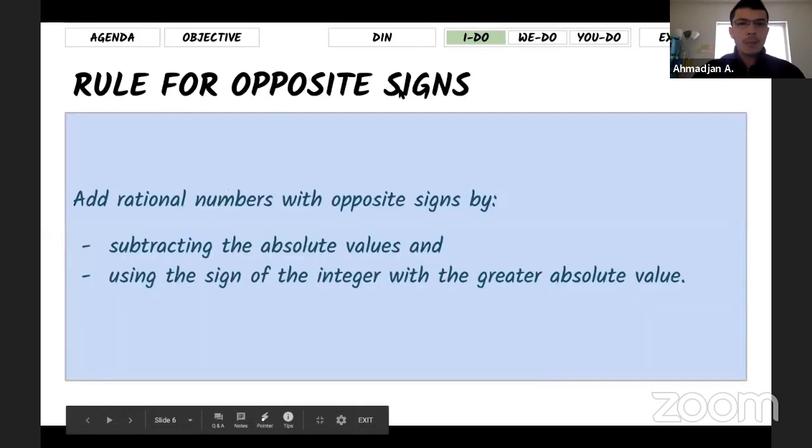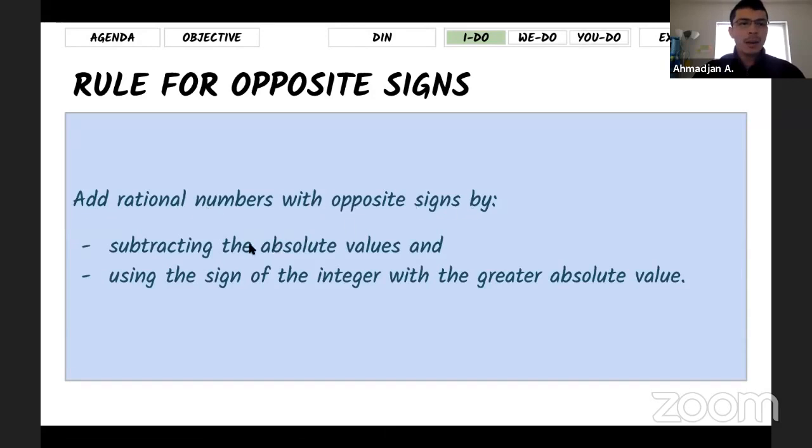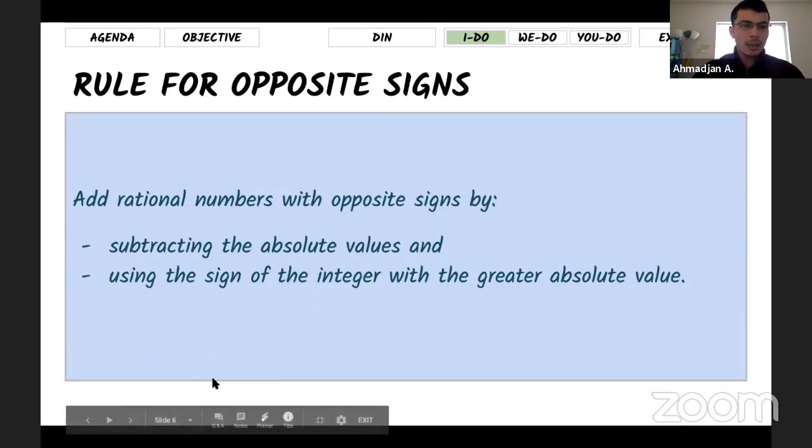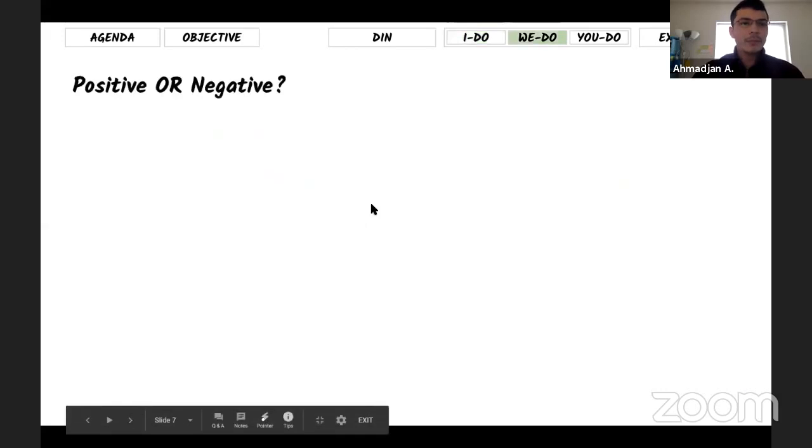So the rule for opposite sign numbers, again: to add a rational number with opposite signs, you need to subtract those two numbers, then use the sign of the greater number for your sum. I know these are rational numbers, but you need to do the subtraction because the numbers have opposite signs, okay? So let me show you what I mean.